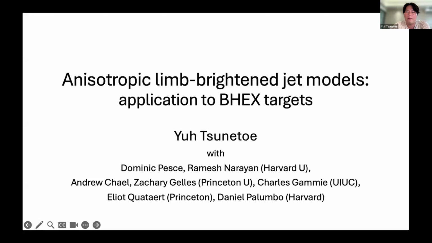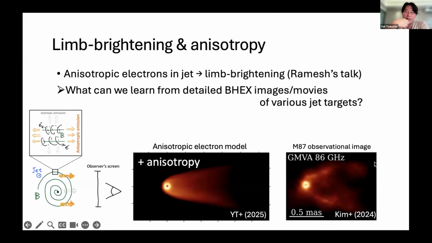So from here, I'm going to focus on my own recent work on anisotropic electron distributions in jets, which naturally produce the limb brightening seen in M87 and other sources, as also introduced in Ramesh's talk. Here the question is, what can BHEX high-resolution images and movies teach us about jet physics when such anisotropy is present?